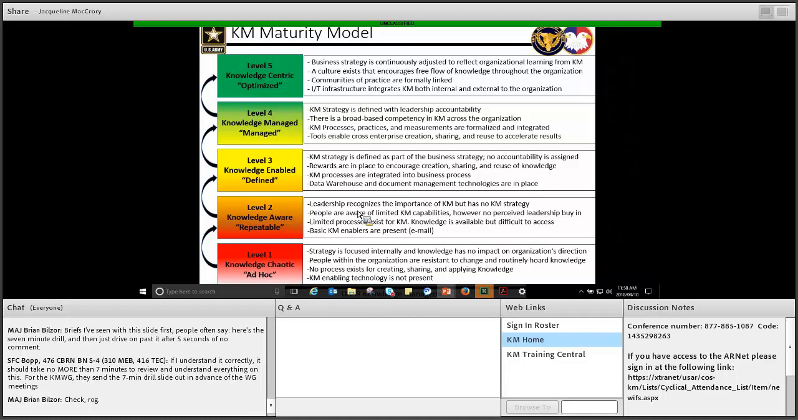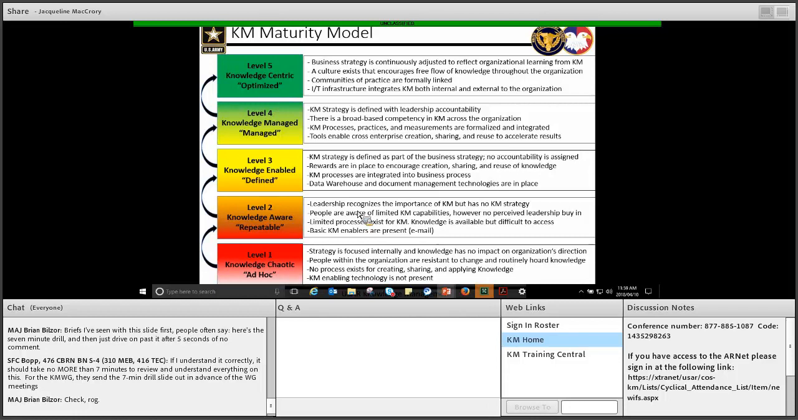Level 3 is really the first step for most organizations, where leadership integrates KM into the organizational vision and strategy. However, leadership accountability has to be assigned in order to ensure the KM strategy is being achieved. And also at this level 3, it starts to become a cultural norm throughout the organization. And tools are used with increasing frequency and support knowledge sharing, capture, and reuse at that level. And then we move up from there.